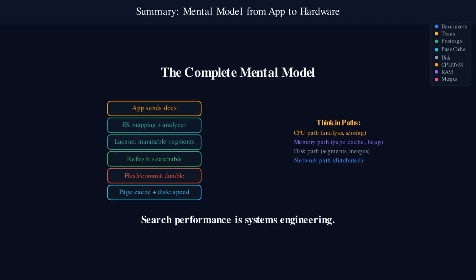To tune Elasticsearch, think in 4 paths. The CPU path for analysis and scoring, the memory path for page cache and heap, the disk path for segments and merges, and the network path for distributed queries. Search performance is systems engineering.